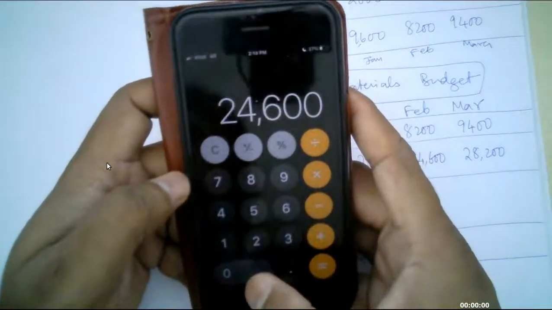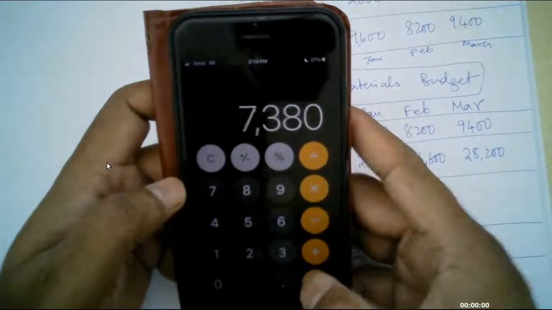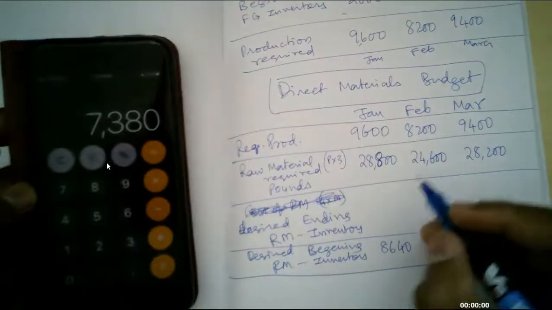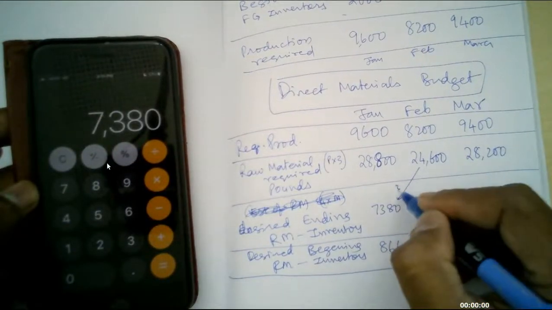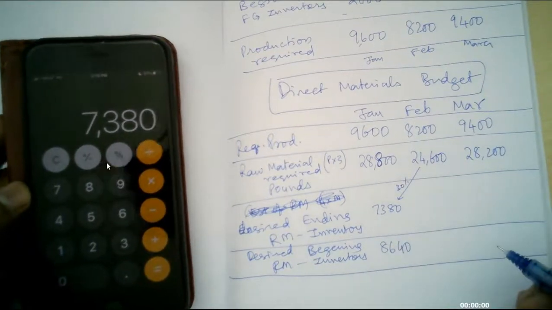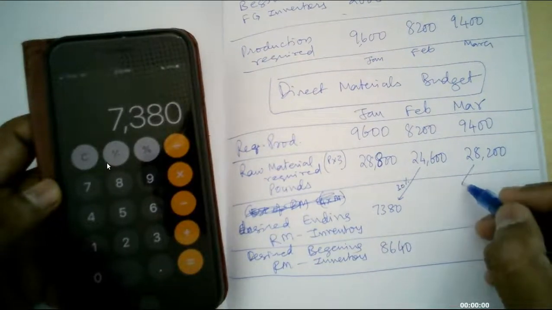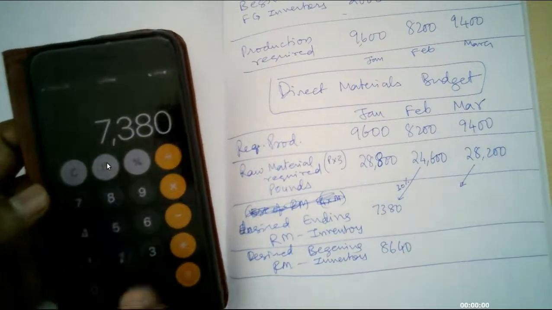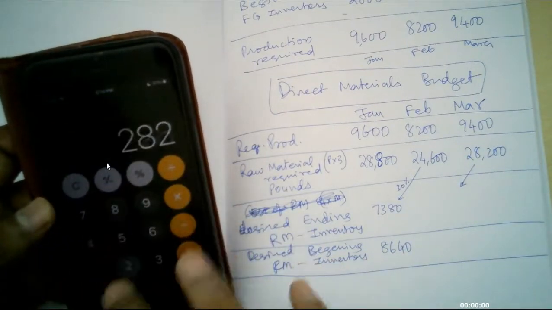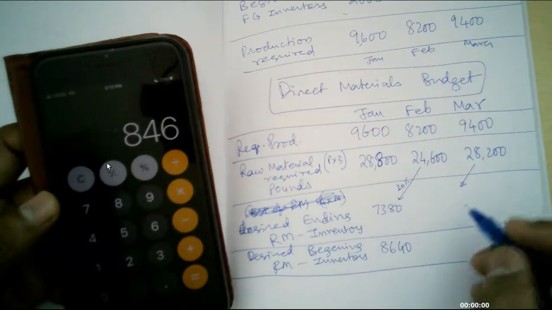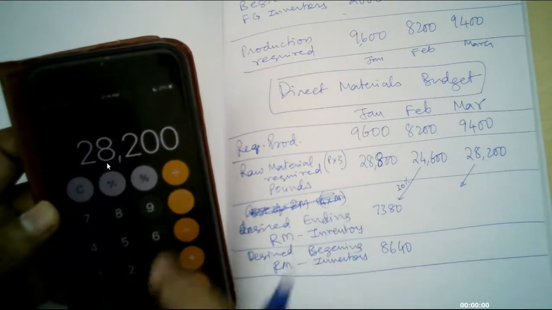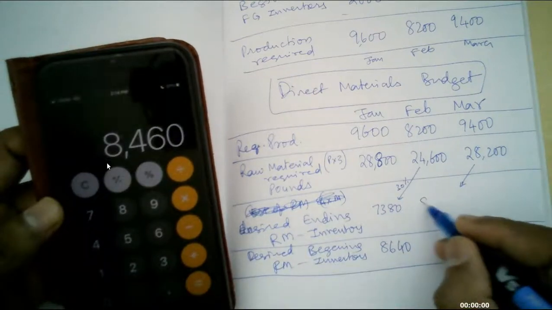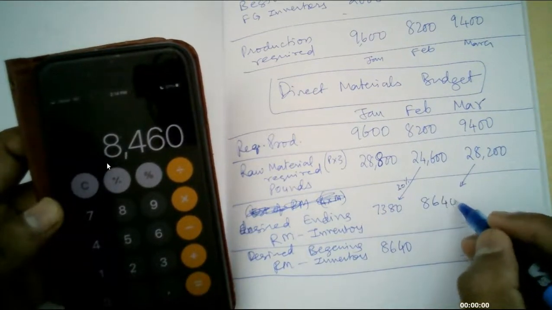30% of it. So 24,600 into 0.3, 7380. Okay, so that 7380 should be maintained here, 30%. Now, similarly, 30% of this. What is 30% of 2820? 2820 into 0.3. That will be, sorry, 28200 into 0.3, 8640.